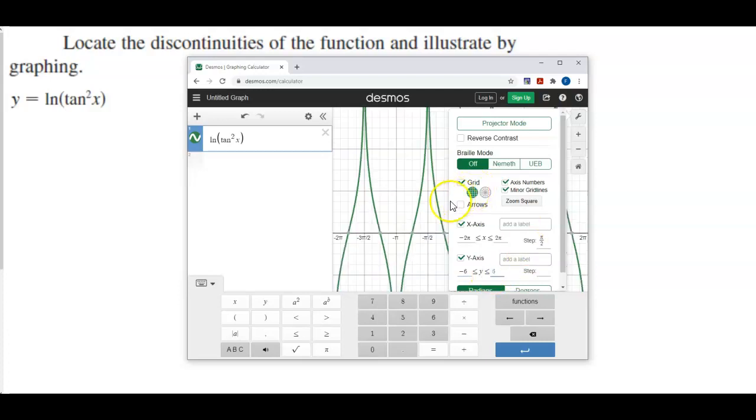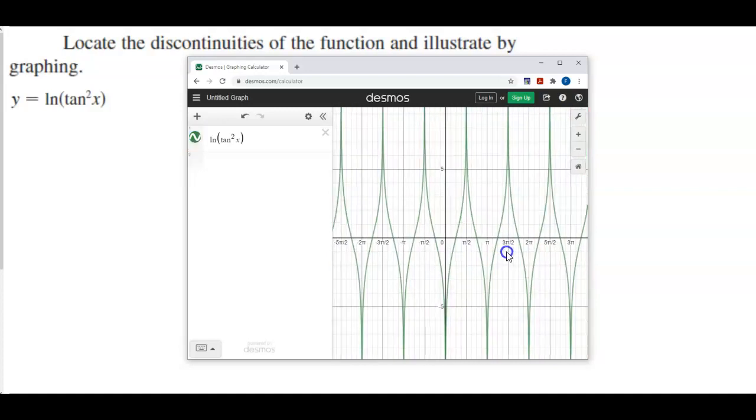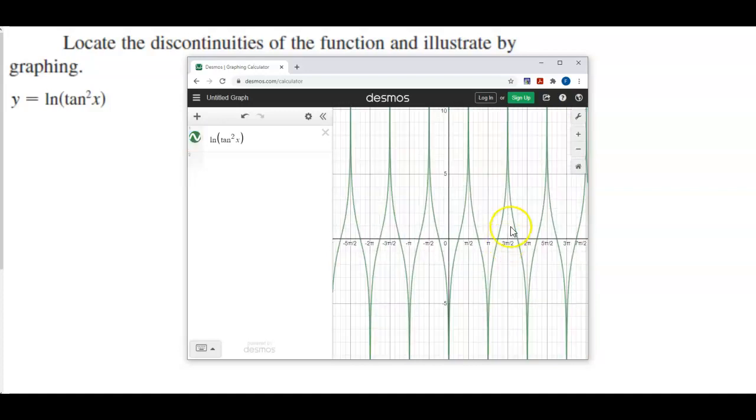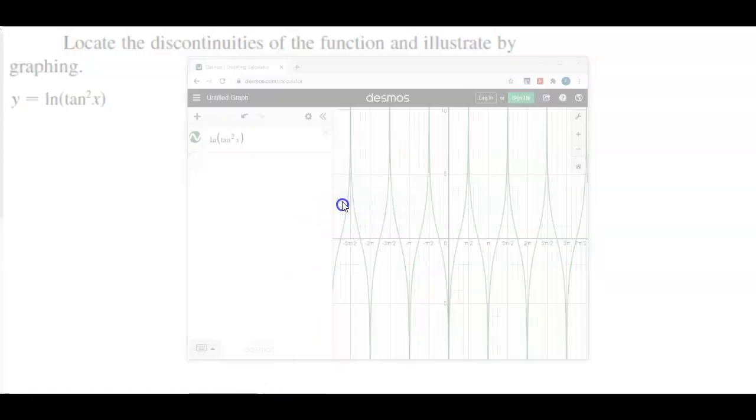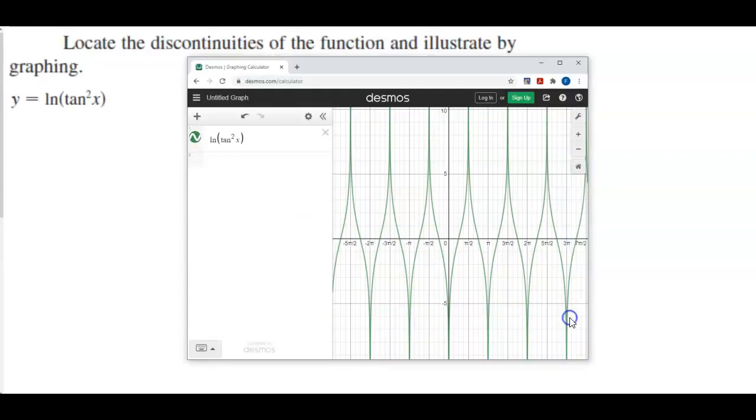It's important to be able to figure out what the settings of our viewing rectangle are when we view this particular problem. So I'm just going to scroll up here a little bit and let me take a picture. So here is our graph.